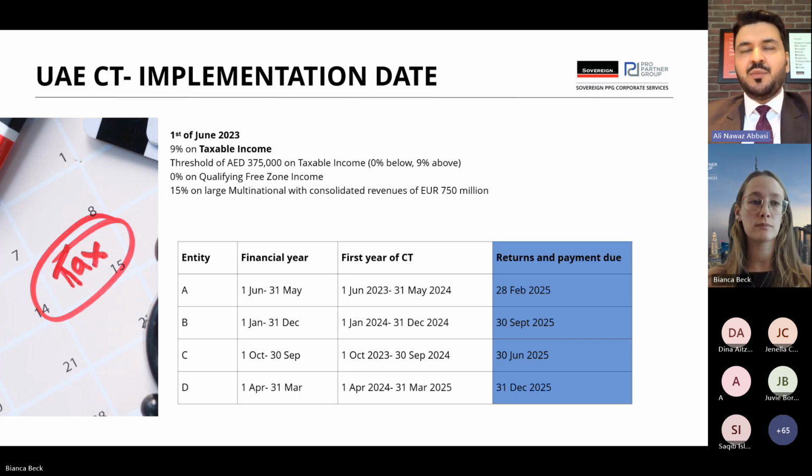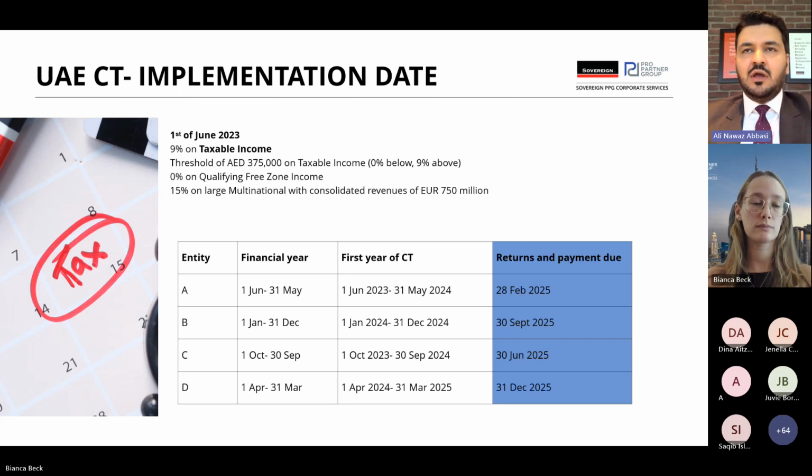Although corporate tax got implemented from 1st of June 2023, your first tax year depends on your financial year. For example, if you have a financial year of June to May, then your first tax year is 1st of June 2023 to 31st of May 2024. And you need to file your corporate tax return before end of this month, before end of Feb 2025.